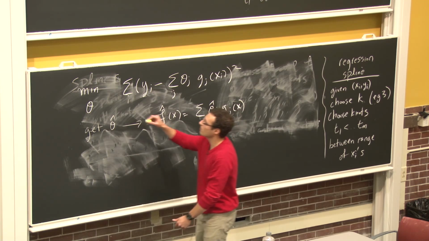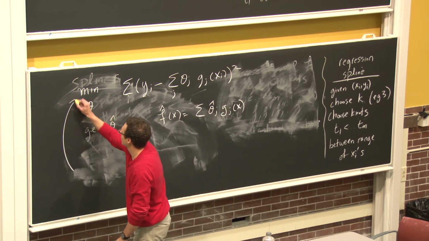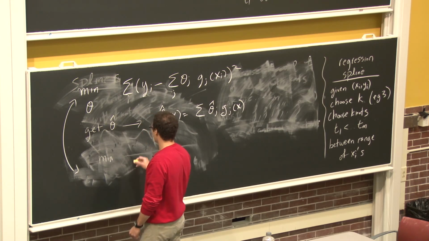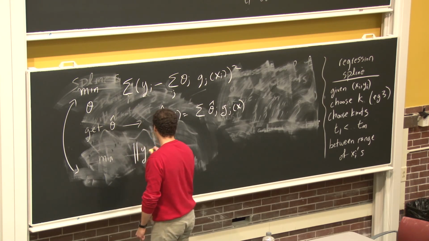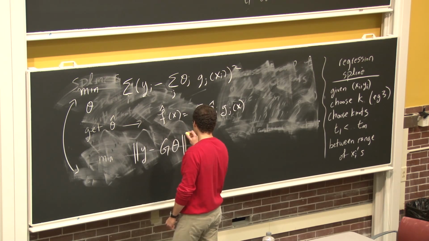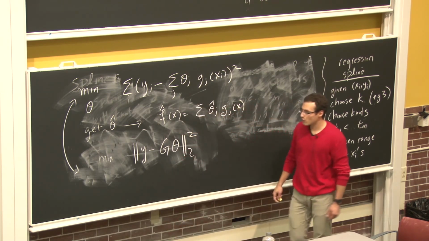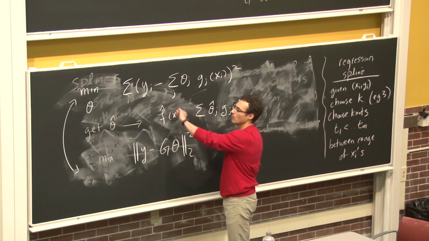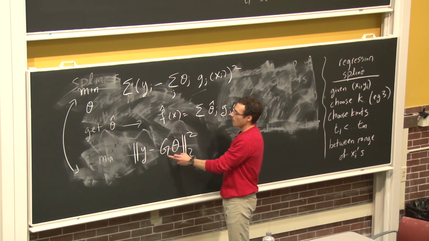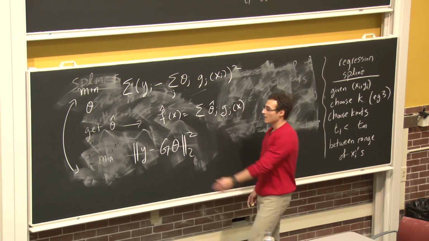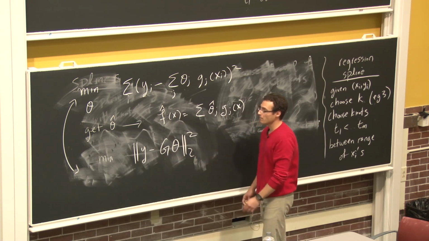I can rewrite this problem in the following way, using more condensed notation. Minimize the L2 norm between the vector y of observations, which has components y1 through yn, and G times theta. Theta is my coefficients vector, containing theta_j along its components, and G is my basis matrix.